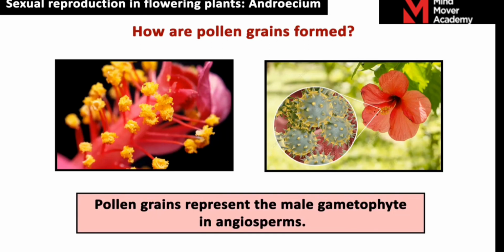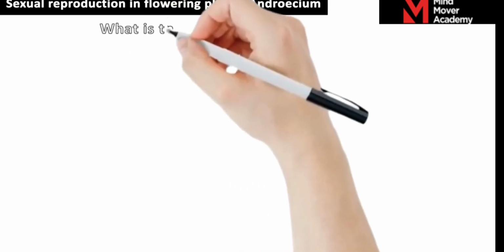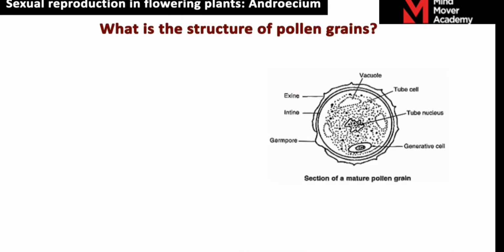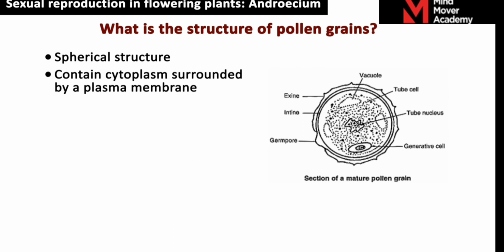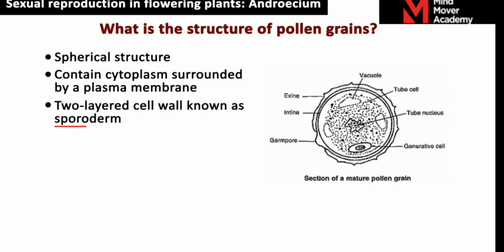Now that we know how pollen grains are formed, students, what do you think is the structure of pollen grains? Well, pollen grains are generally spherical structures measuring about 25 to 50 micrometers in diameter. The importance of pollen grains has led to the development of palynology, a sphere of science dedicated to their study. Interesting, right? Pollen grains, like most other cells, have cytoplasm and are surrounded by a plasma membrane. But their primary characteristic feature is their two-layered cell wall, known as sporoderm.